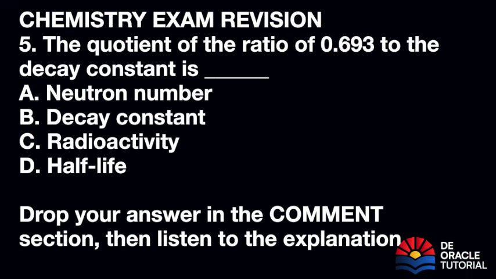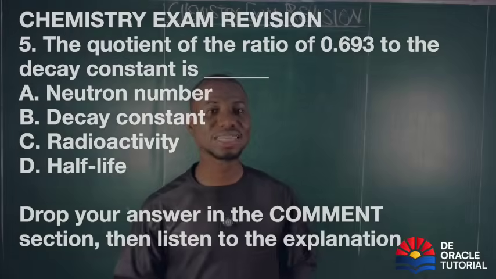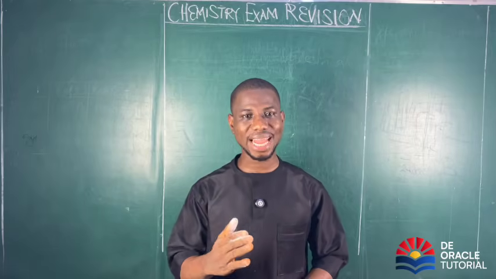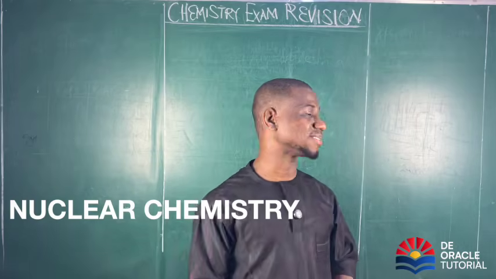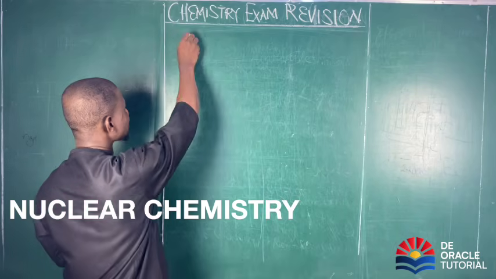The first question says the quotient of the ratio of 0.693 to the decay constant is dash. Option A, neutron number. Option B, decay constant. Option C, radioactivity. Option D, half-life. I want you to know that this question is under what is called nuclear chemistry. Now, if you look at that, they mention the term quotient.